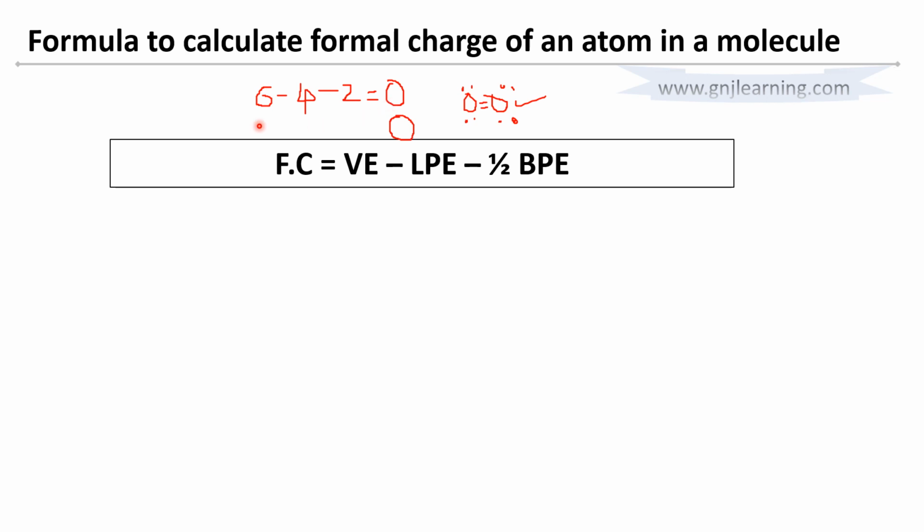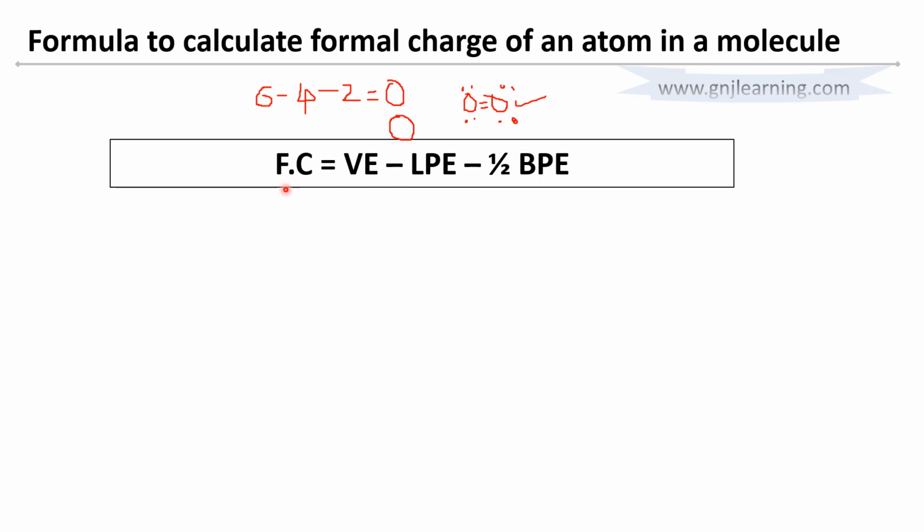Clear? So formal charge is to find out whether an atom, in the process of sharing electrons during molecule formation, has gained an electron or lost an electron, or whether there is no gain nor loss. Clear? So this is why we are trying to write down the formal charge. Inside a molecule, we are trying to find out the formal charge of an atom.